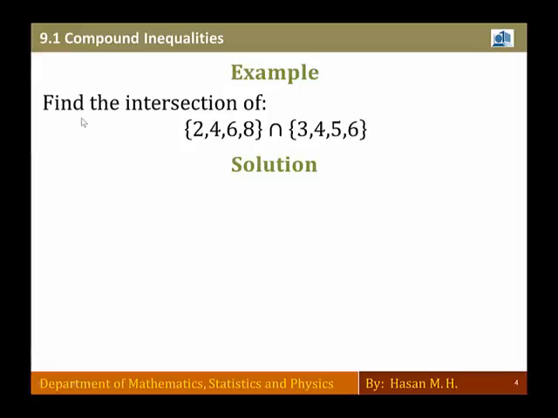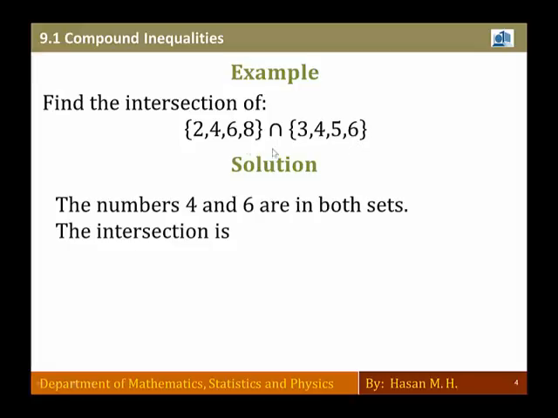Example: find the intersection of {2, 4, 6, 8} and {3, 4, 5, 6}. The numbers 4 and 6 are in both sets. Therefore, the intersection is {4, 6}.